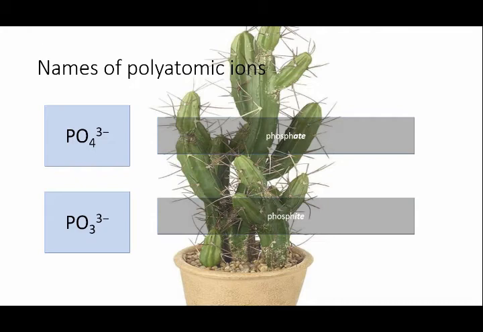Next is phosphite. If we compare phosphate ion with phosphite ion, we can see that the number of oxygen atoms in phosphite ion is less than in the phosphate ion. In phosphate, it has 4 oxygen atoms, while in phosphite, only 3 oxygen atoms. Therefore, if an ion has 1 less oxygen, its name will end with ITE.